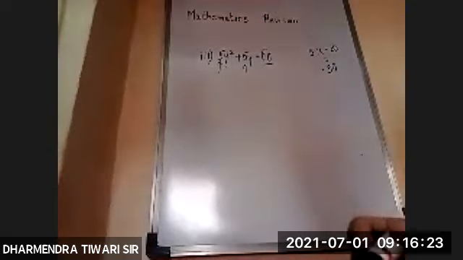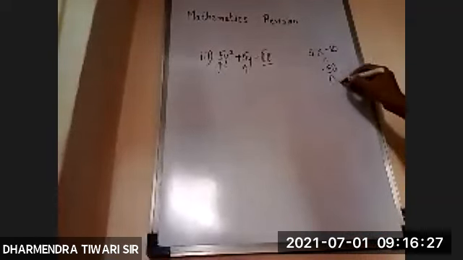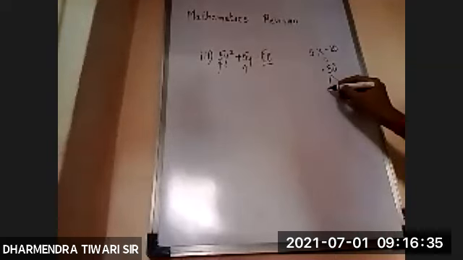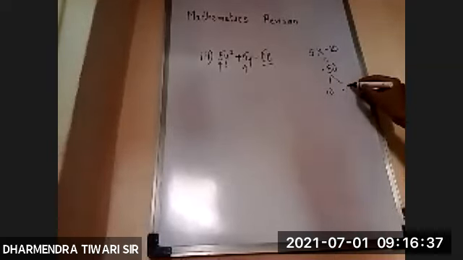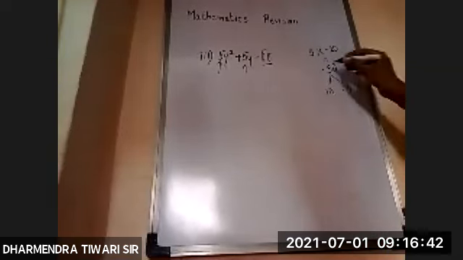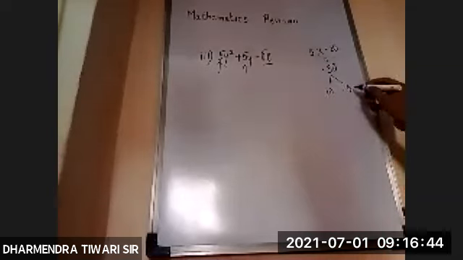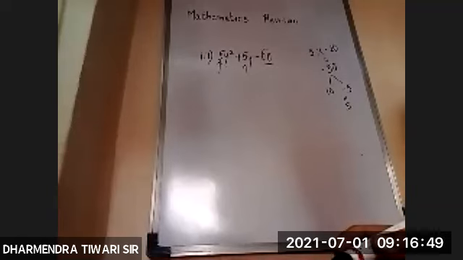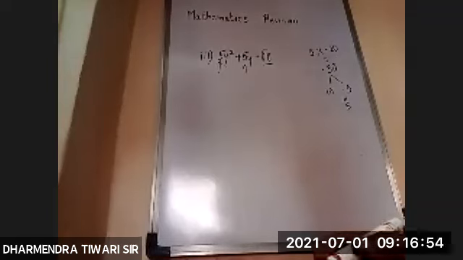Now in between we are having 5. So how to get 5? If we take 10 and minus 5, 10 into minus 5 is minus 50, and 10 minus 5 is 5. So our target of getting 5 in between is done, as well as getting the number minus 50 is also done.